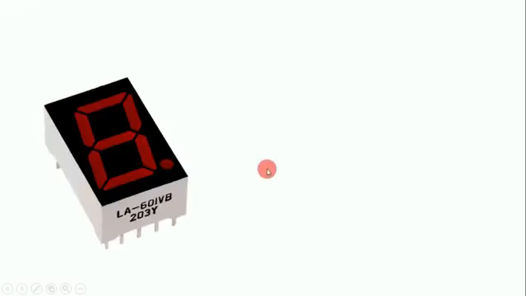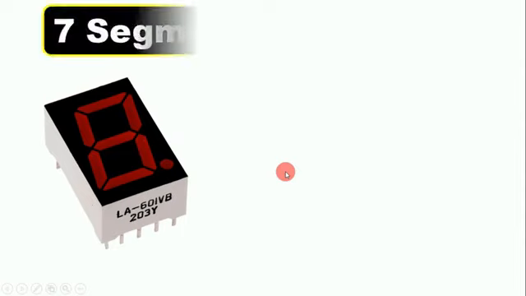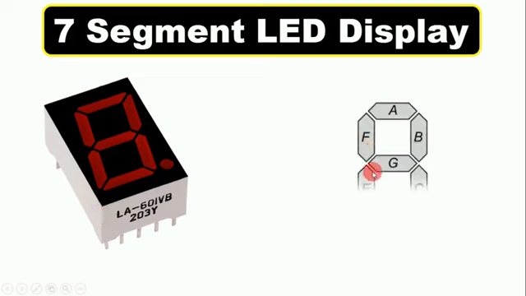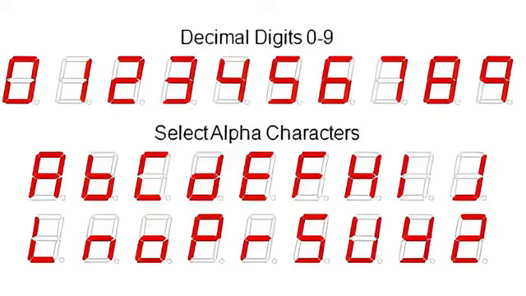Now friends, this ninth component here is known as a 7 segment LED display. The symbol for this 7 segment LED display is made like this. We use this LED display where we have to show any digit or any alphabet. On this LED display, we can show digits from 0 to 9 and along with this, we can show some alphabets also. We cannot show all the alphabets on this display, but we can show some.